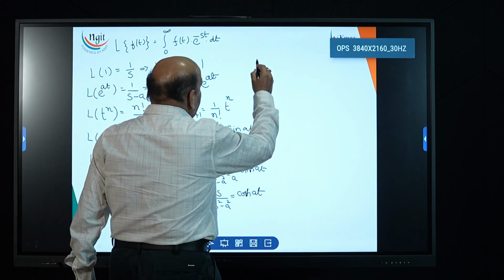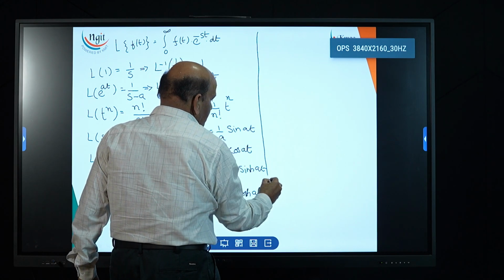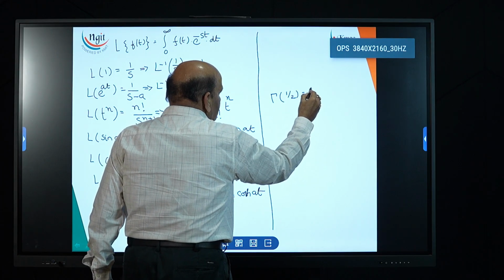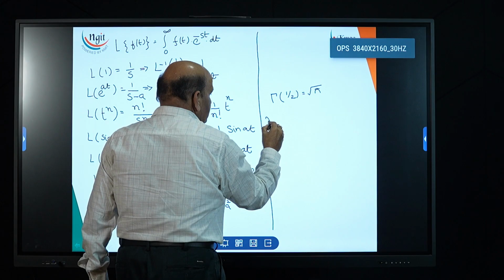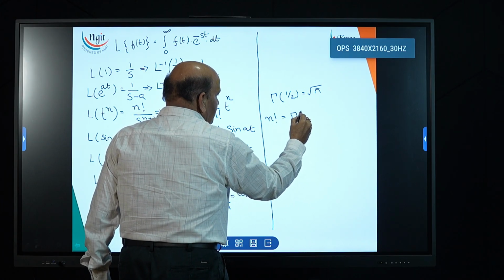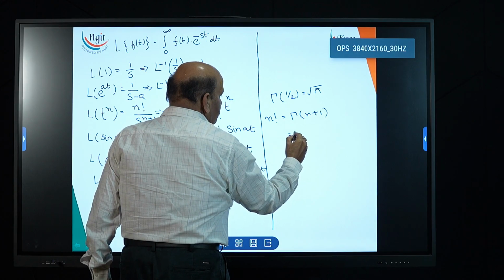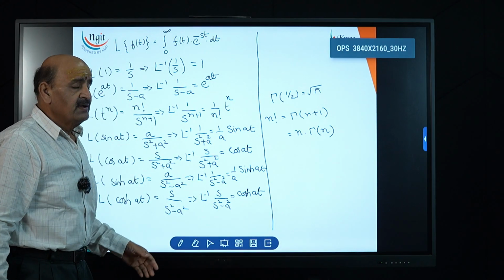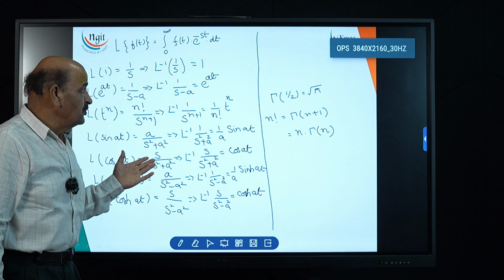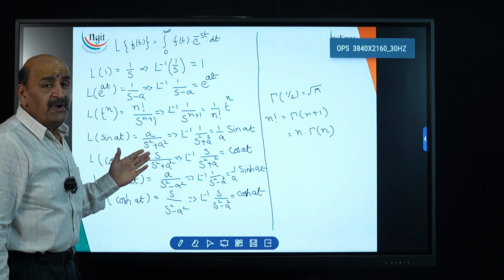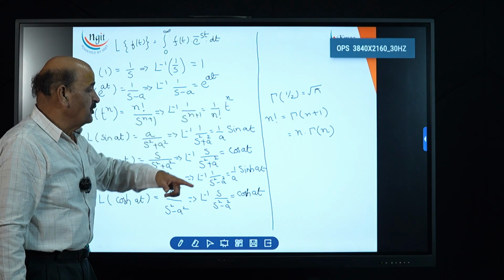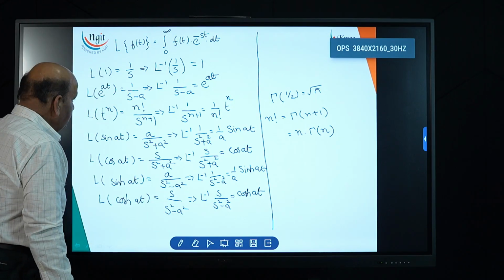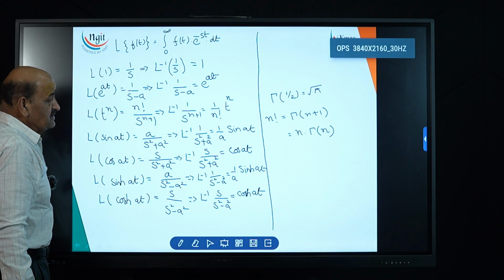Here, along with these formulas, some other formulas are given. That is, gamma of half is equal to root pi. One more point. What is n factorial? N factorial value is gamma of n plus 1. This is equal to n gamma n. Students already learnt this formula in M1, M3 papers. There you learnt these concepts by using beta gamma functions. Gamma of half equals root pi, n factorial is gamma of n plus 1, that is equal to n gamma n. Understanding? So these are the formulas we are using in Laplace transformations.